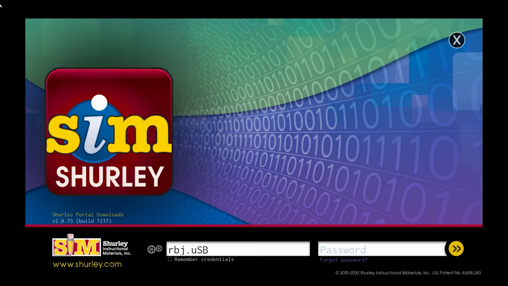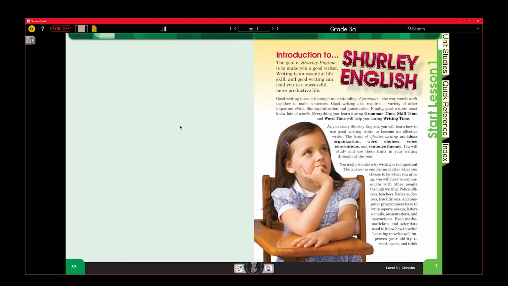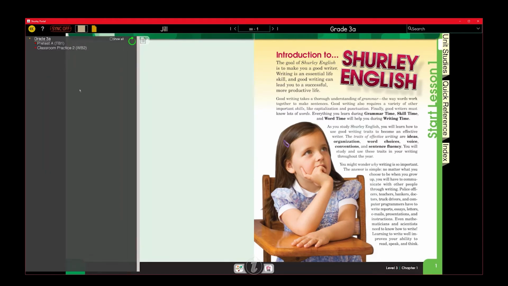To start, simply log into the Shurley Portal using your student access code. Now that you've logged in, you'll be able to view your book. You'll notice at the bottom of the Shurley Portal, just to the right of the interactive eye, the eWorkbook logo. And in the top left, you'll see the eWorkbook tab. Simply click either one of these or press the M key on your keyboard in order to open up the eWorkbook menu.